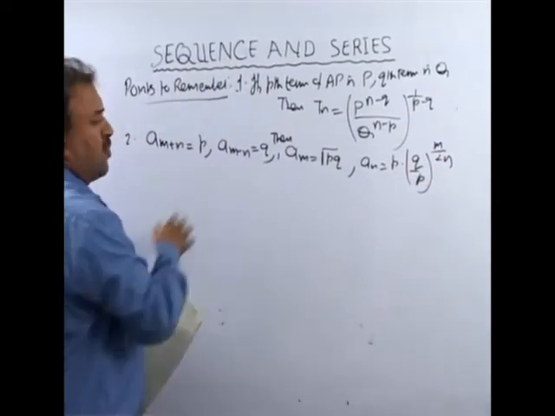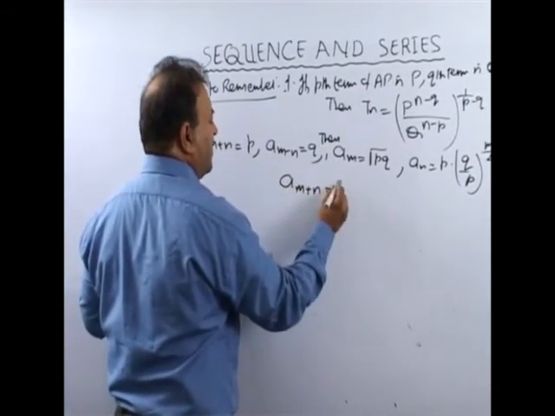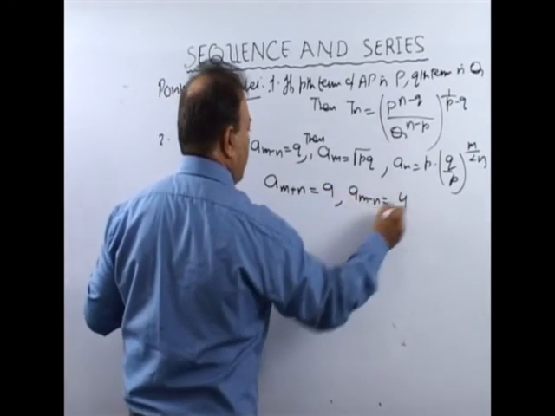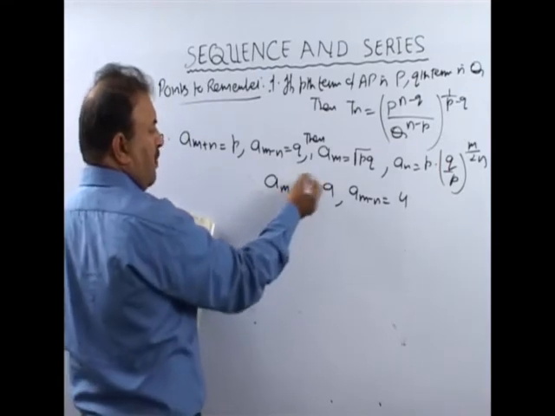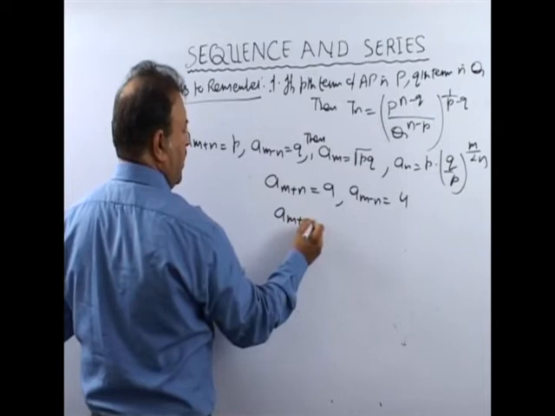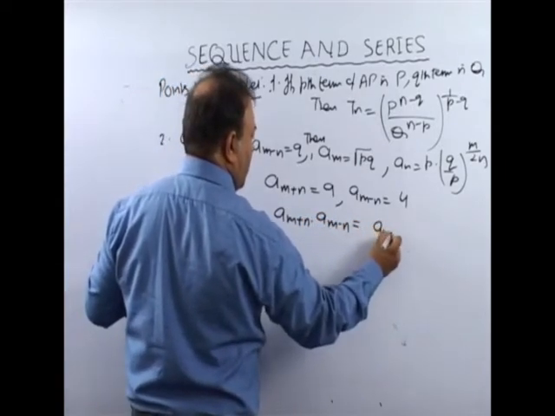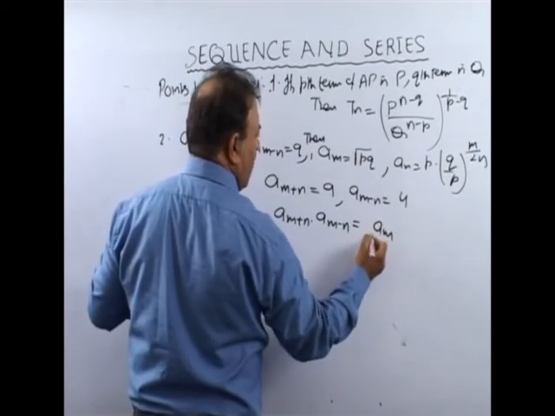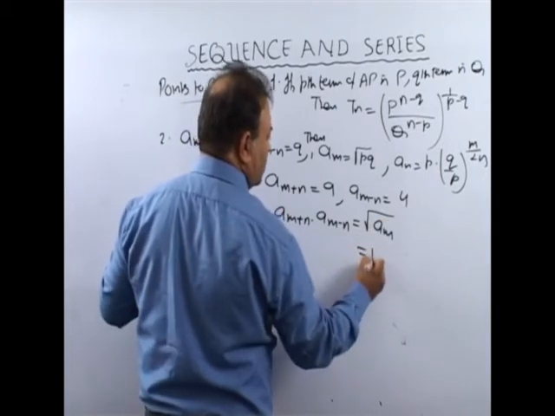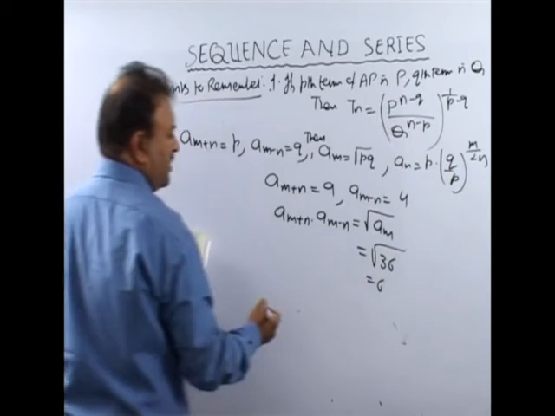We did the question based on this property. Like we did the question: the m plus nth term was 9, the m minus nth term was 4. Now applying this property together, it is a_(m+n) into a_(m-n). We got what, it is a_m squared. It comes out with this one. This is 36, so we get 6.